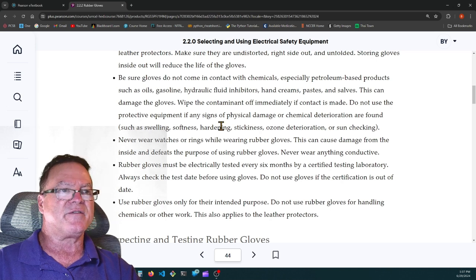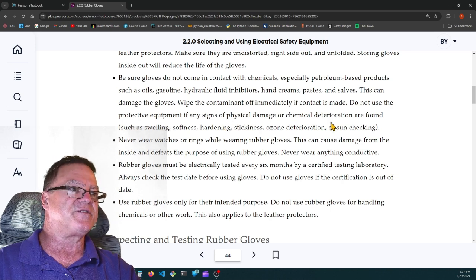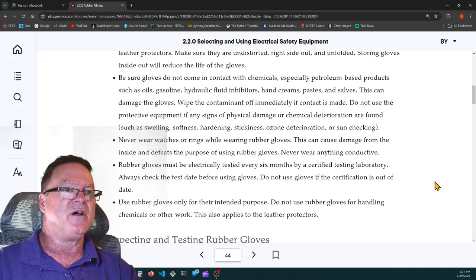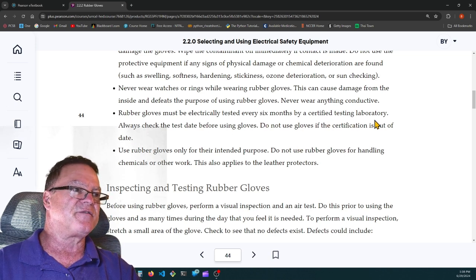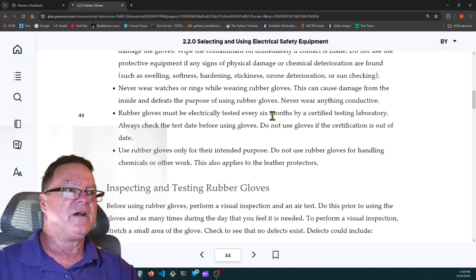Do not use the protective equipment if any signs of physical damage or chemical deterioration are found. Never wear watches or rings while wearing rubber gloves. This can cause damage from the inside and defeats the purpose of using the rubber gloves. Rubber gloves must be electrically tested every 6 months by a certified testing laboratory.